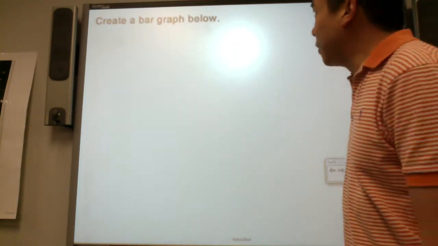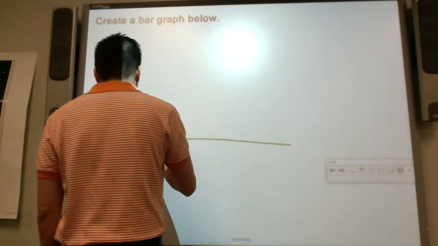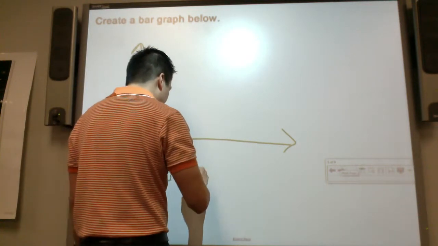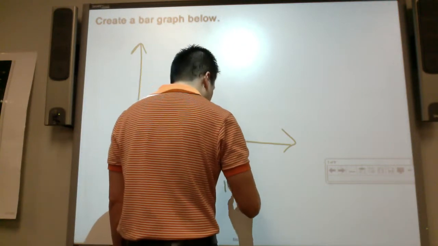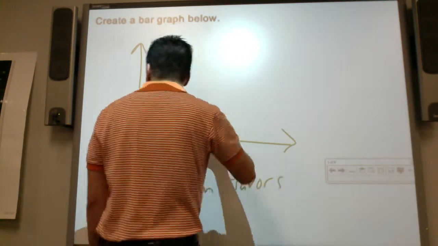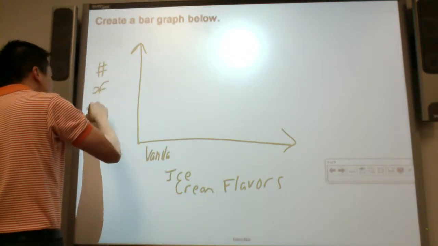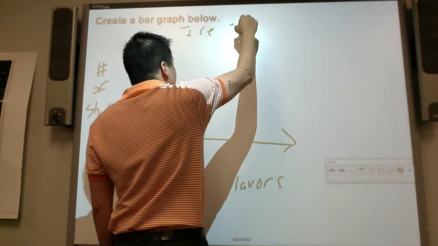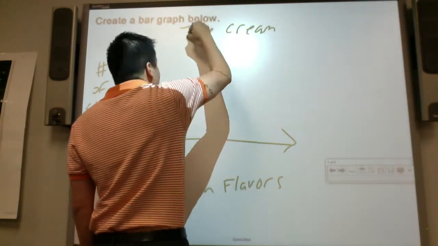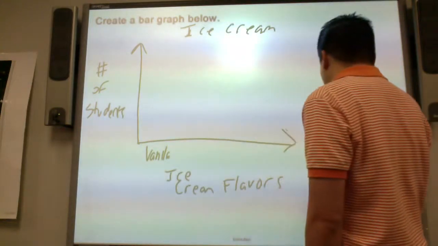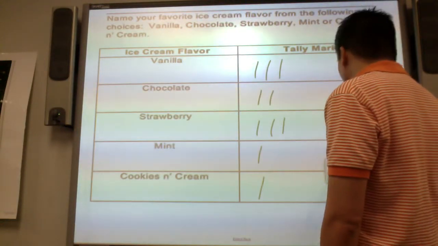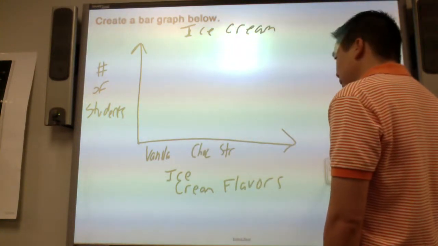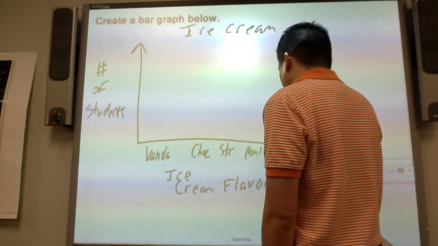All right, create a bar graph below. These are the ice cream flavors. These are the number of students. Make sure you label it. We have a title, ice cream. We have a title for the x value, our ice cream flavor. I cannot remember the ice cream flavors. They were vanilla, chocolate, strawberry, mint, cookies and cream.